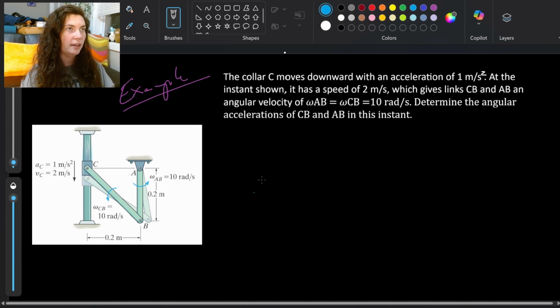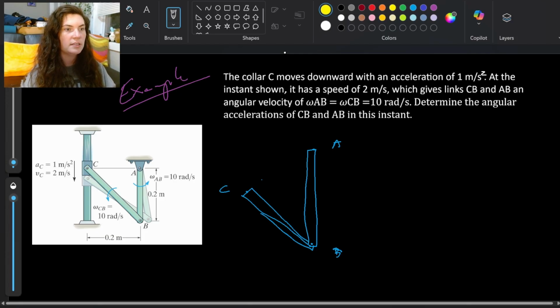So I'm going to draw a little diagram. And this time I'm just going to keep it all as one thing. I'm not going to bother to separate it out into AB and CB. I'm just going to keep it all as one diagram here. Wow, I really should learn to draw straighter lines, but for these purposes, this is what we got. All right, so we have B down here, we have A, and then we have that collar at C.